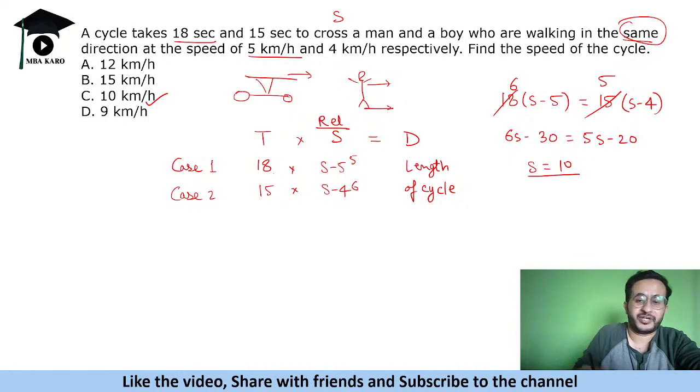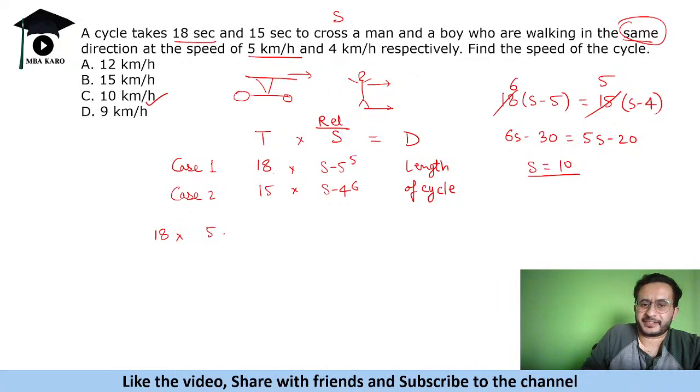Suppose if I ask you what is the length of cycle. So length of cycle is in meters, okay? So 18 seconds into 5 kilometer per hour. So we will convert it to meter per second. Okay, so 5 kilometer per hour into meter per second will be 5 by 18. So which turns out to be 25.